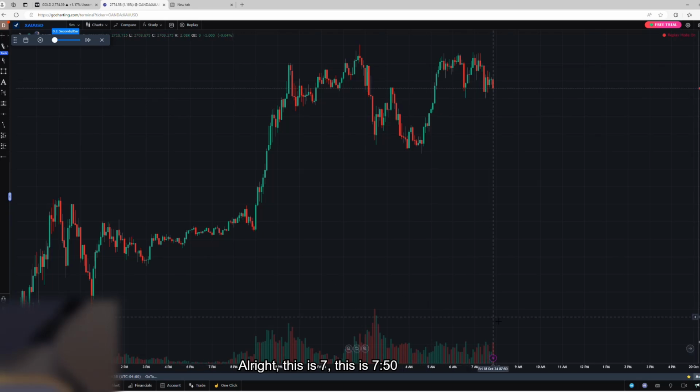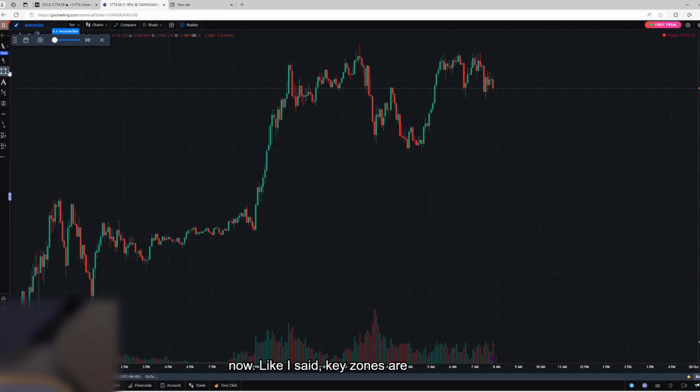All right, this is 7:50. So I usually show up at the market at 7:50 so that I can mark up my key zones 10 minutes before the market opens. Okay, so now the first thing we want to do, you want to head over to the 5-minute chart to mark up your setups and find entries. Okay, so now I'm about to mark up my key zones.